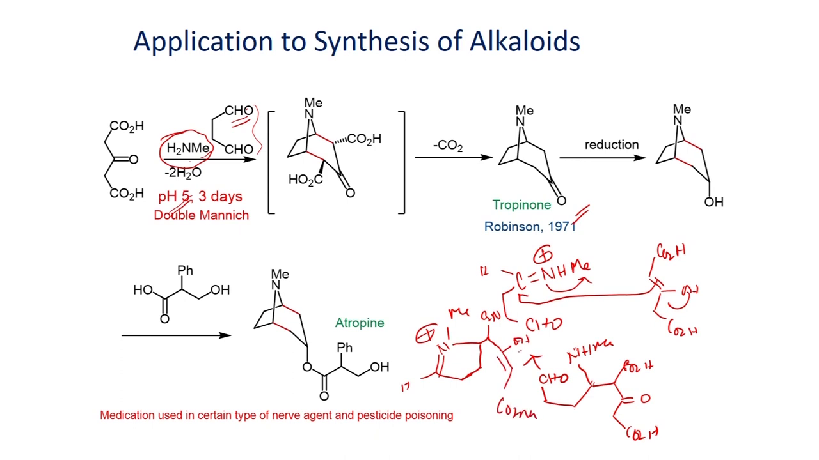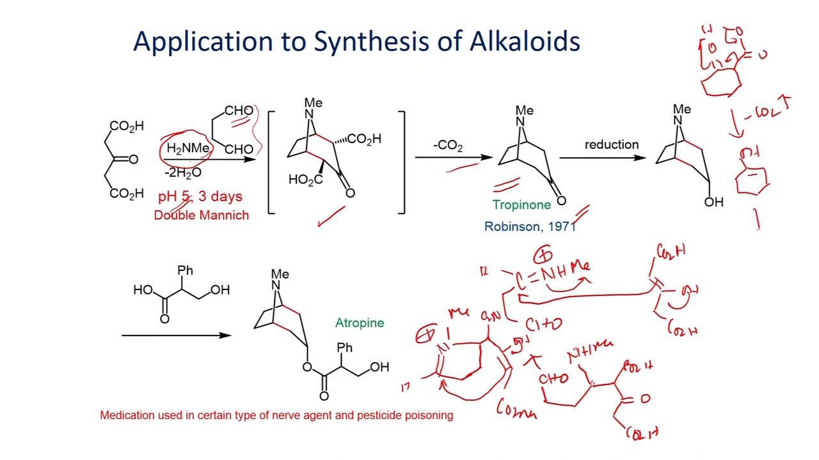So this iminium salt can undergo reaction with this enol form to give this addition product. You will get the bicyclic compound. Once you form this one, it can lose carbon dioxide to give this bicyclic ketone. We have already seen in the last class, if you have a carboxylic acid and it reacts in acidic medium with heat, you can lose carbon dioxide to give this enol that can convert into ketone.